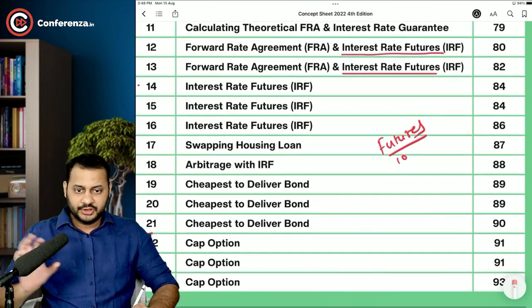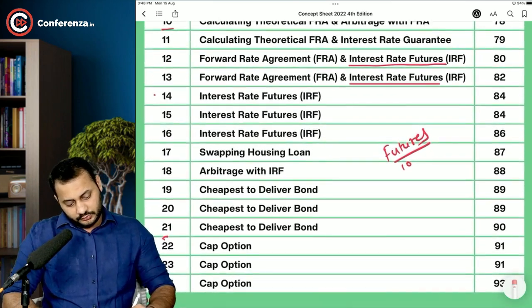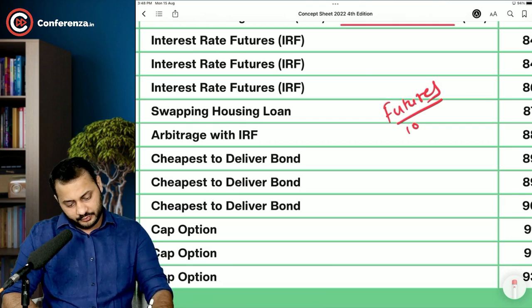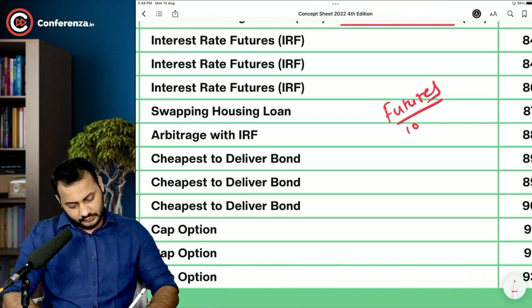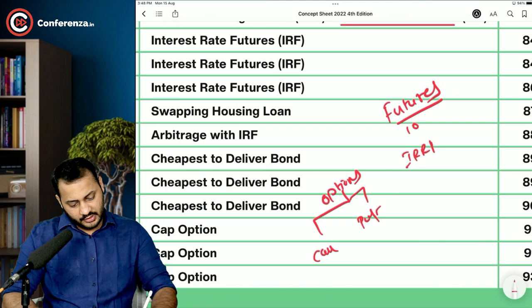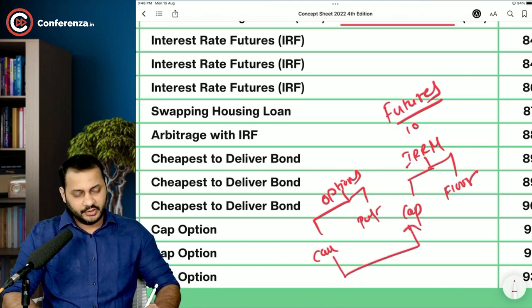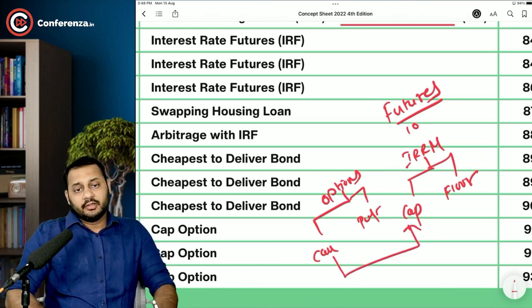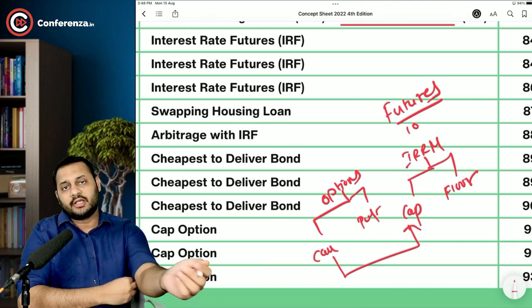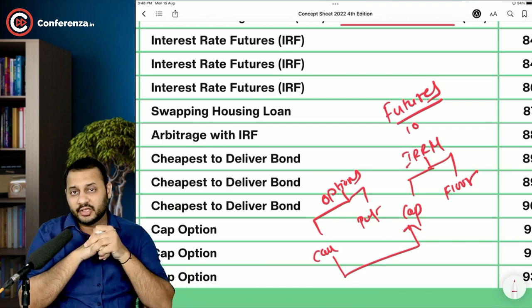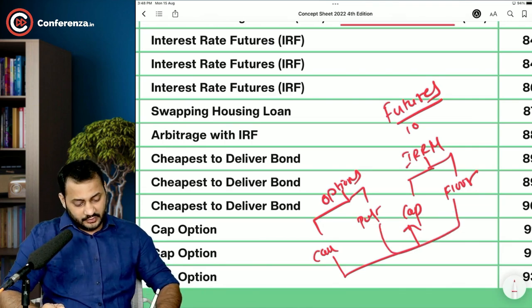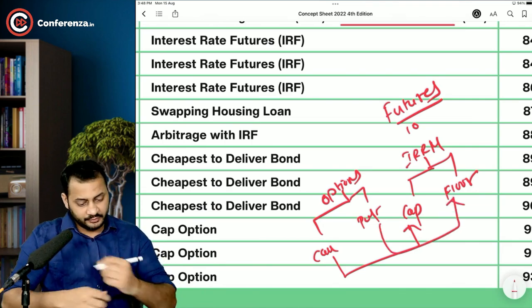In the derivatives chapter, we had two types of options, call and put. And in this chapter, IRRM, we have two types of options, that's cap and floor. So the call option can be related to the cap option, and the floor option can also be connected with the put option. So you'll have a good idea of what's going on.